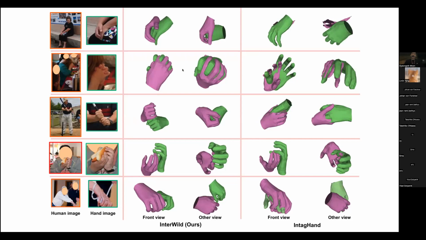The left hand is totally occluded by the right hand, but ours successfully recovers. There is some collision actually in here, but ours recovers some reasonable two hands, while existing work totally fails to recover two interacting hands.